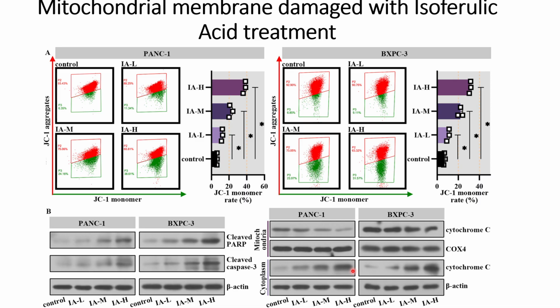And similar trends they have observed for the BXPC3 also, that is cytochrome C goes down in the mitochondria with a dose-dependent increase in the concentration of isoferulic acid, whereas it increases in the cytoplasm with a dose-dependent increase in the concentration of isoferulic acid. And for controls, in the mitochondria they use COX-4, and for the cytoplasm they use beta-actin, whose signals remain almost constant in all the cases.